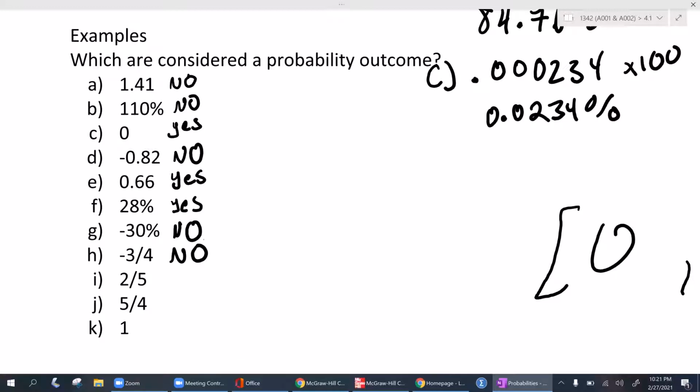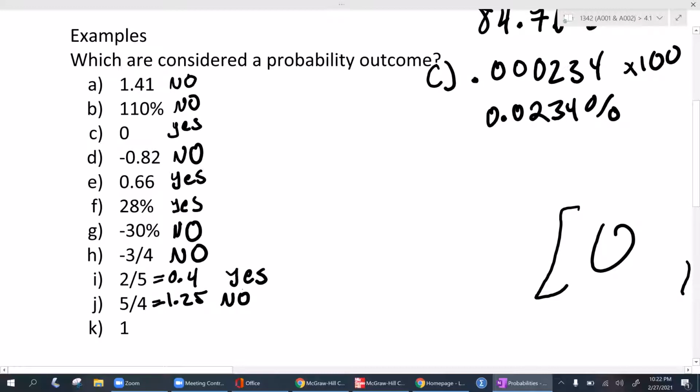2/5. Well, what I would recommend if you're given a fraction is plug it into the calculator and find out what this is. This is 0.4. So yes, I can use that. And you need to check. Just because it's giving you a fraction doesn't mean it's a number between 0 and 1. So for example, you're given 5/4. This is 1.25, and no, I cannot use that.